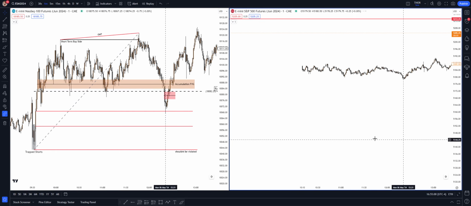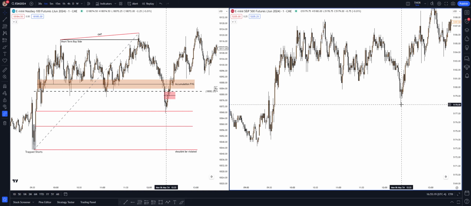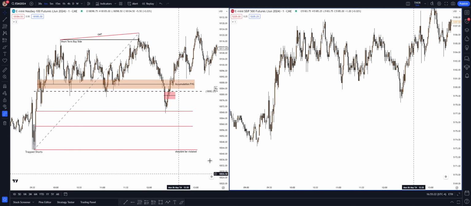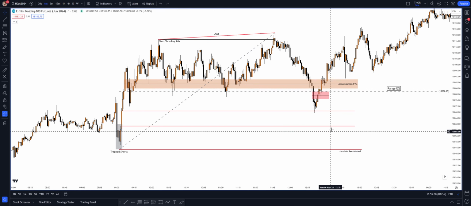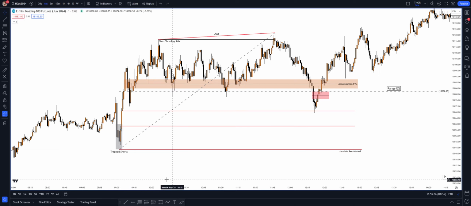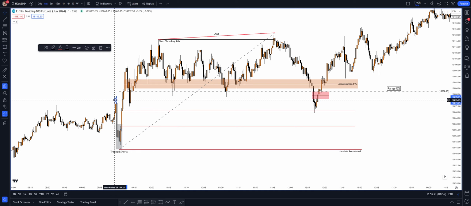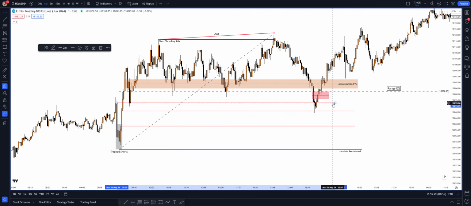So what time of the day is it? 12:20. Let's go there. 12:22. Here, there's no SMT divergence. There's also one more thing that I would like to mention before moving further. At this level, the IFD fair value gap or BPR, whichever you want to use, there are two more PD arrays. There is a breaker block here. You can use that as well. And there is an order block, which is this one right there. You can use either or.